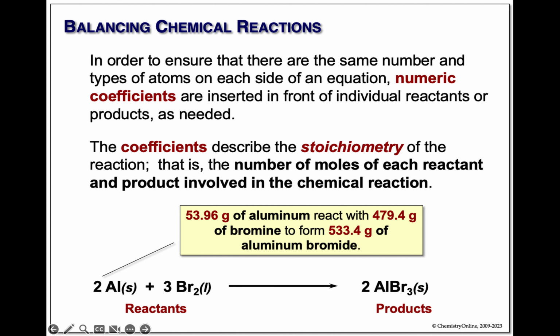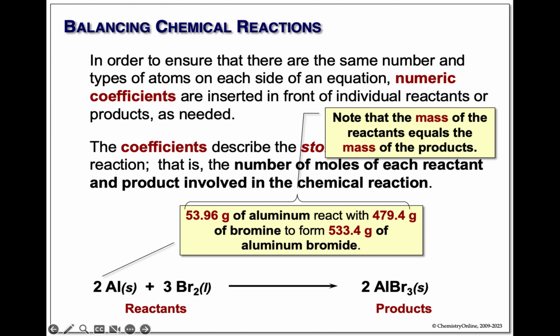Whenever we do moles, we can also convert that to mass. 54 grams of aluminum, 479 grams of bromine, 533 of product. If you can do math in your head quickly, you have noted by now that this plus this equals this. The mass of reactants must equal the mass of the products. It's conservation of mass. We'll talk about that later.